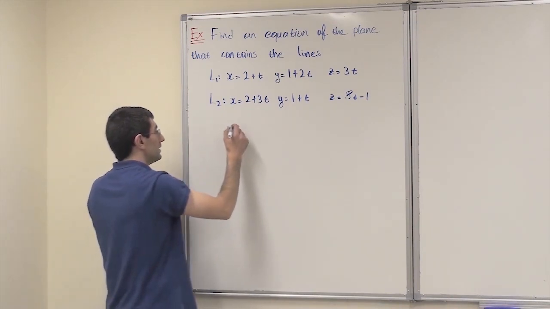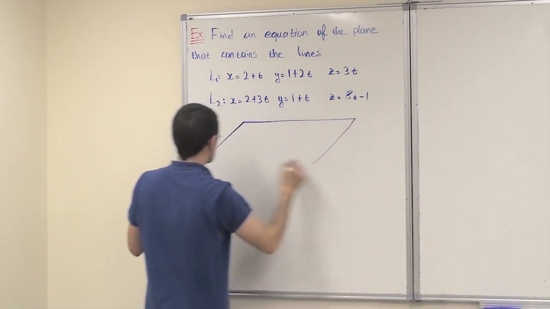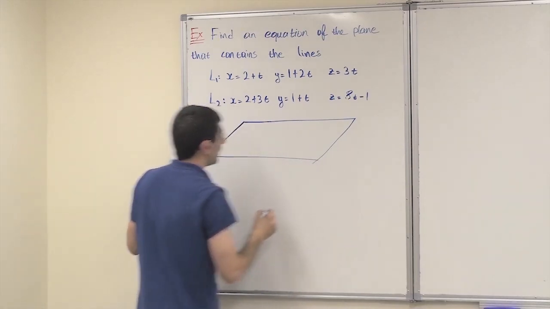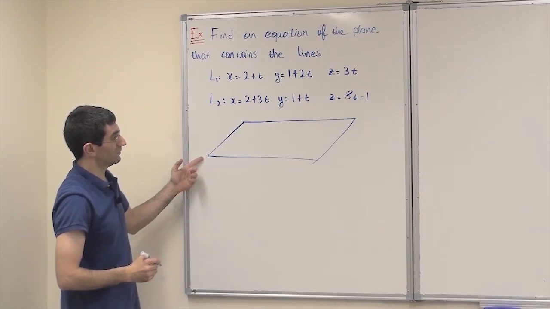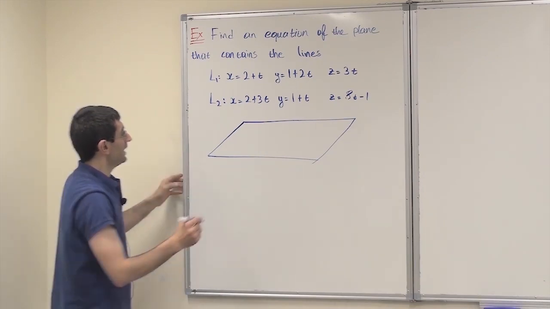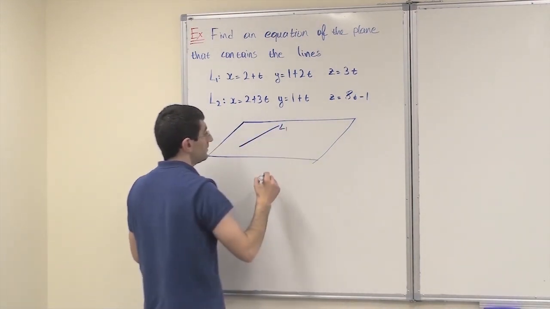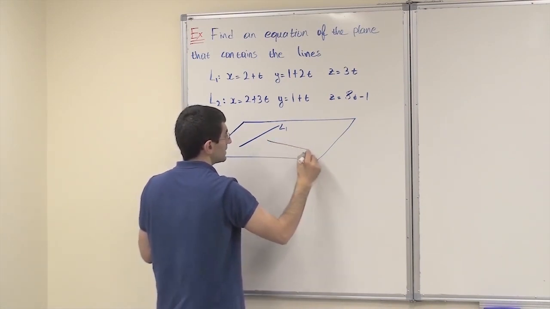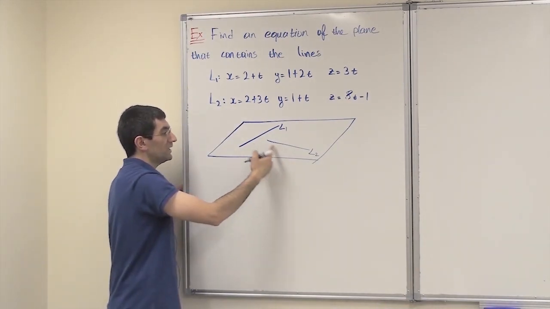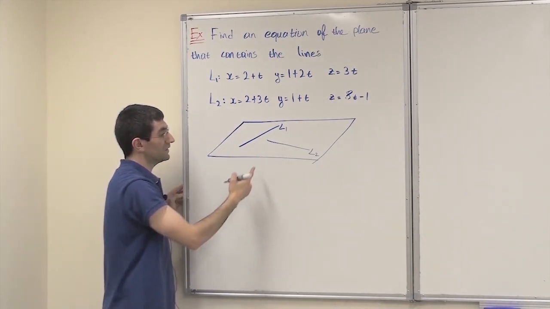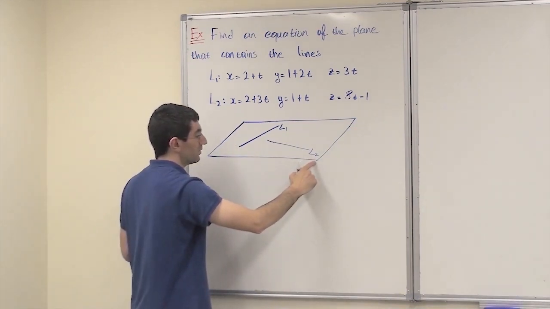So again, I'm going to use pictures to find what I'm looking for. So let's say that this is the plane that I want to find its equation of, and I have two lines on this plane. Now, let's say that this is L1 and this here is L2. Again, there could be another configuration of this plane and the lines. They might intersect, or they might be placed in a different way on the plane.